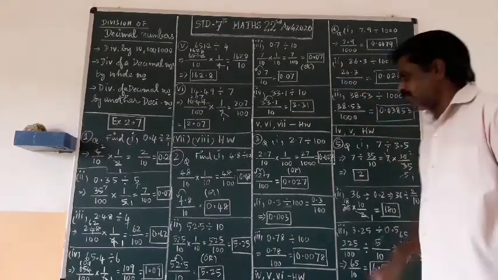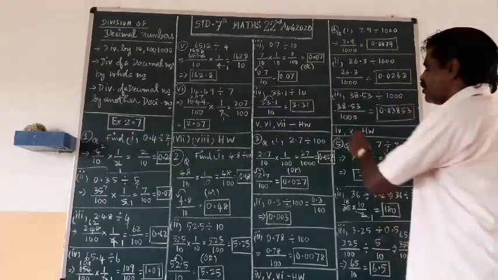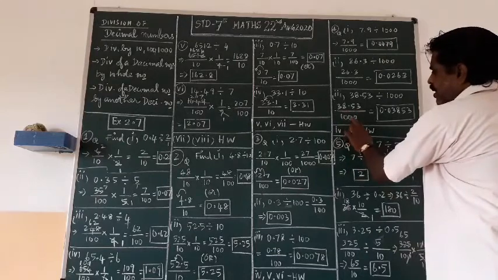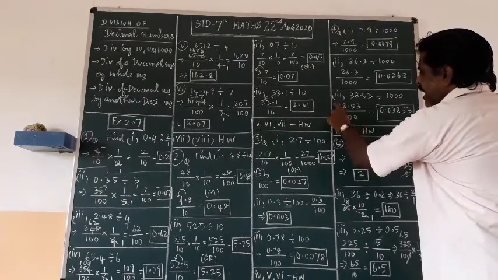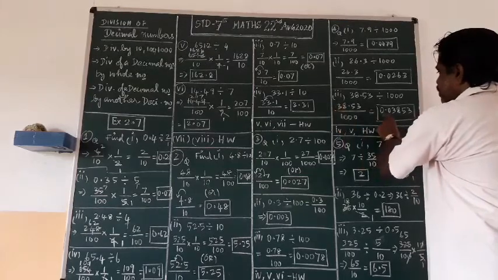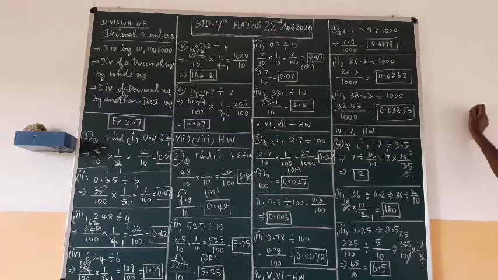Then third one is 38.53 divided by 1000. Directly I am doing 38.53 upon 1000. So you have to move 3 digit. Already after decimal 2 digit is there. Add 1 0 put point. So 0.03853. That is your answer. Similarly, fourth and fifth problem you conduct as a homework.